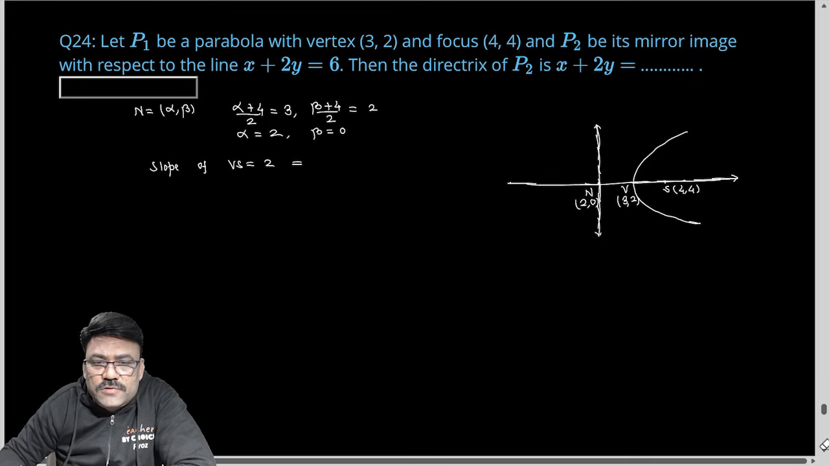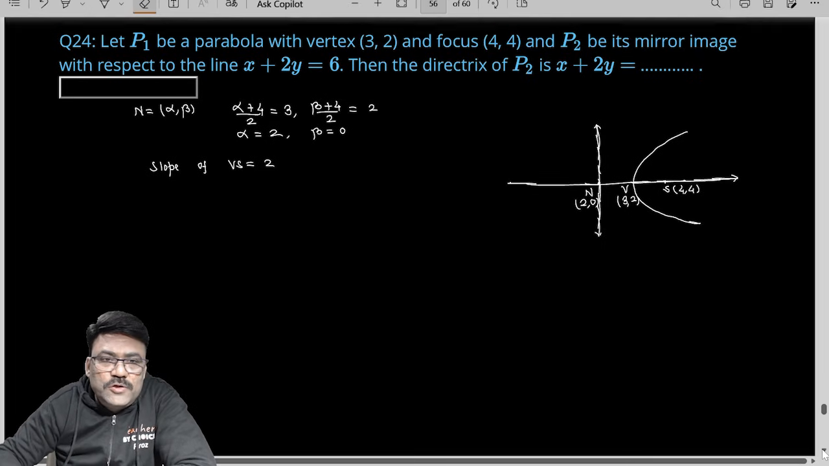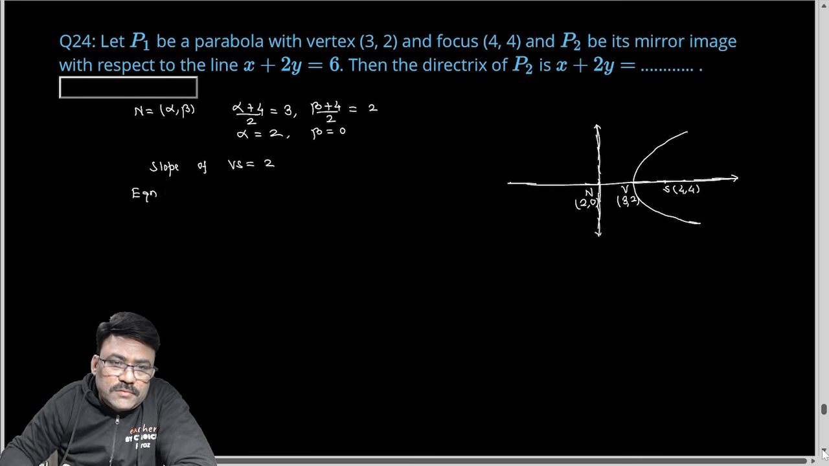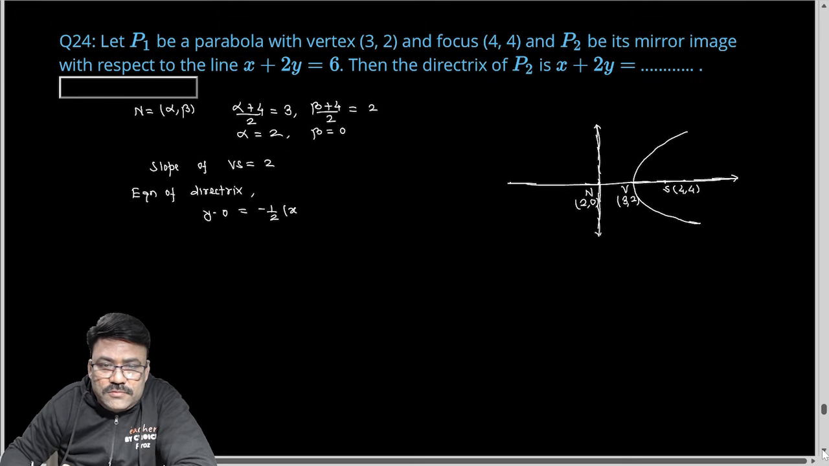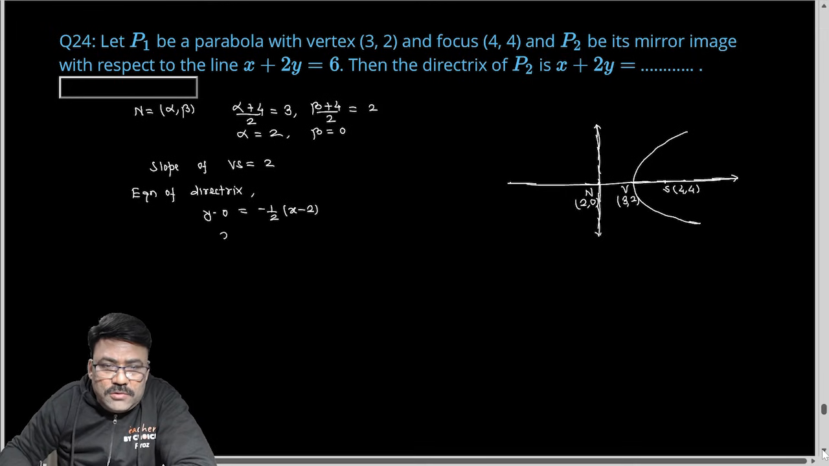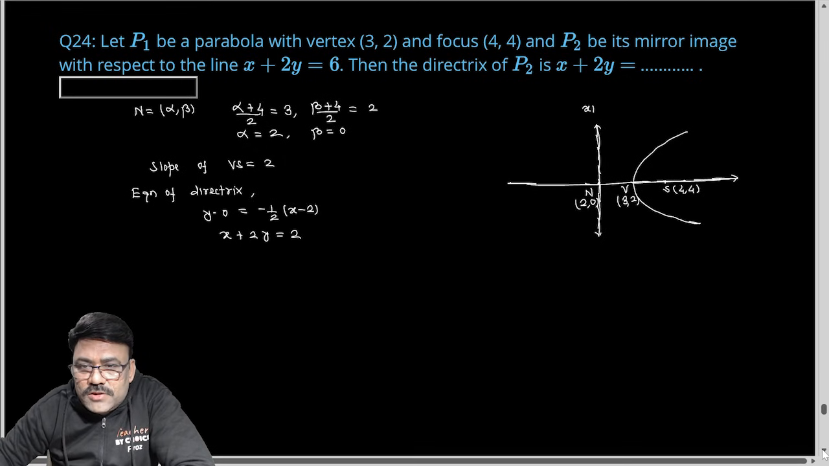So I can write the equation of the directrix. The directrix is passing through the point (2, 0) and the slope is minus half. So the equation of the directrix: y minus 0 equals minus half times (x minus 2). If you arrange it, you get x plus 2y equals 2. So this directrix has the equation x plus 2y equals 2.